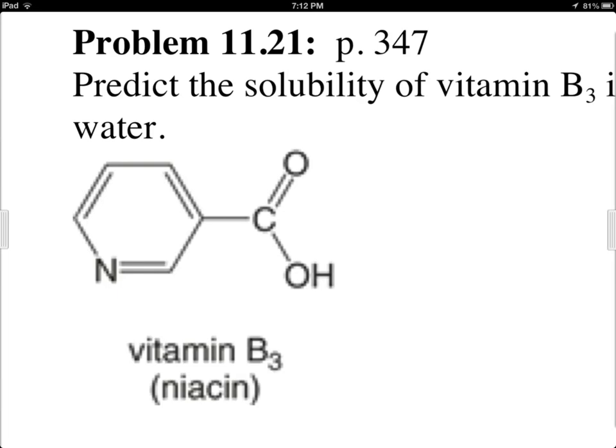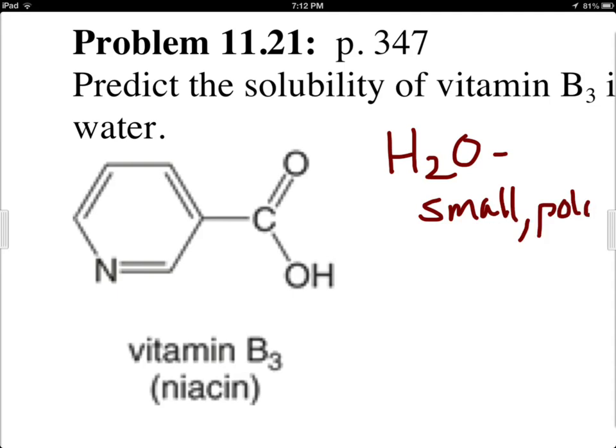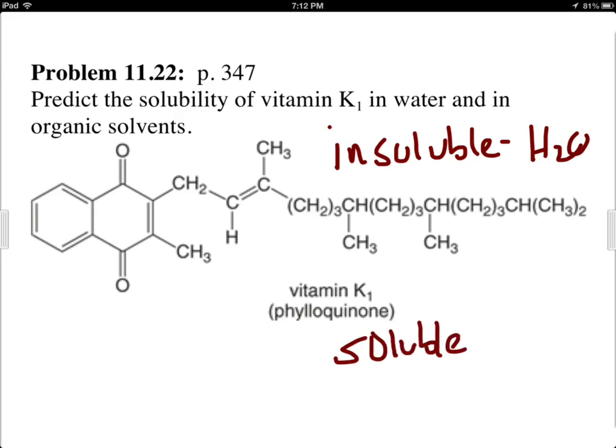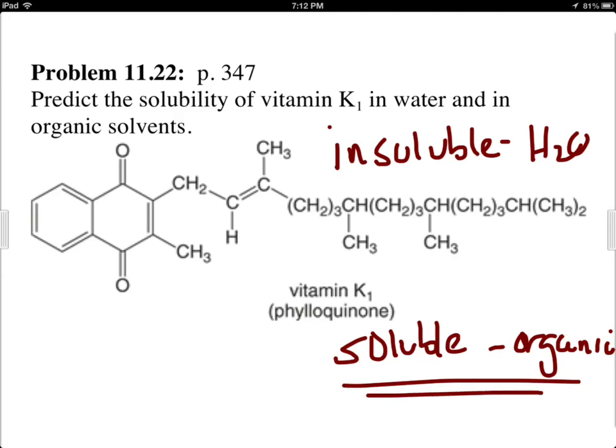Here you had to predict the solubility of various vitamins. Vitamin B is going to be soluble in water because it's small and it's polar. It's also going to be soluble in organic solvents, but we're concerned about solubility in water. Here, this molecule is going to be insoluble in water because it's very large, but it's going to be soluble in organic solvents. So one thing to note here is if you take vitamins, megavitamins, and you're taking ones that are soluble in organic solvents or soluble in fatty tissues, they can actually build up to toxic levels in your body, and that can be really dangerous.